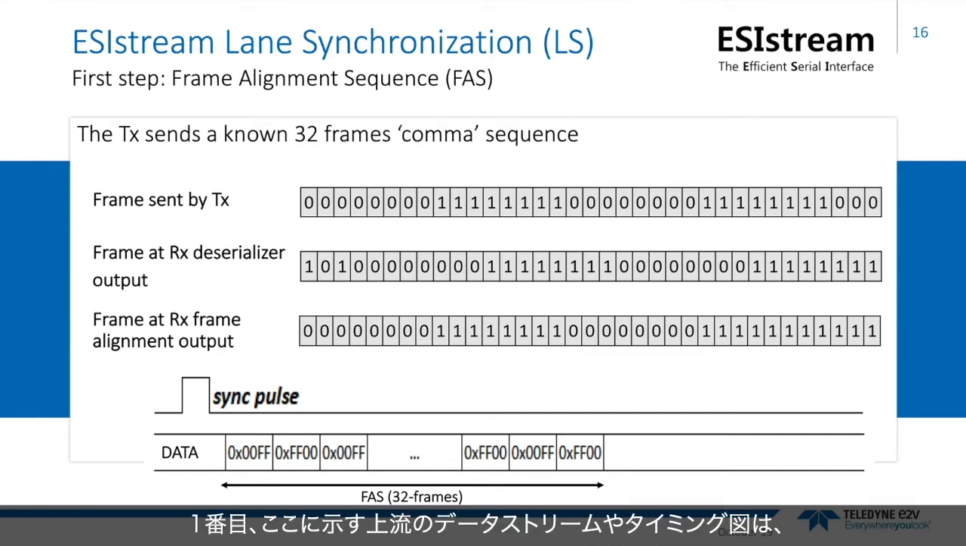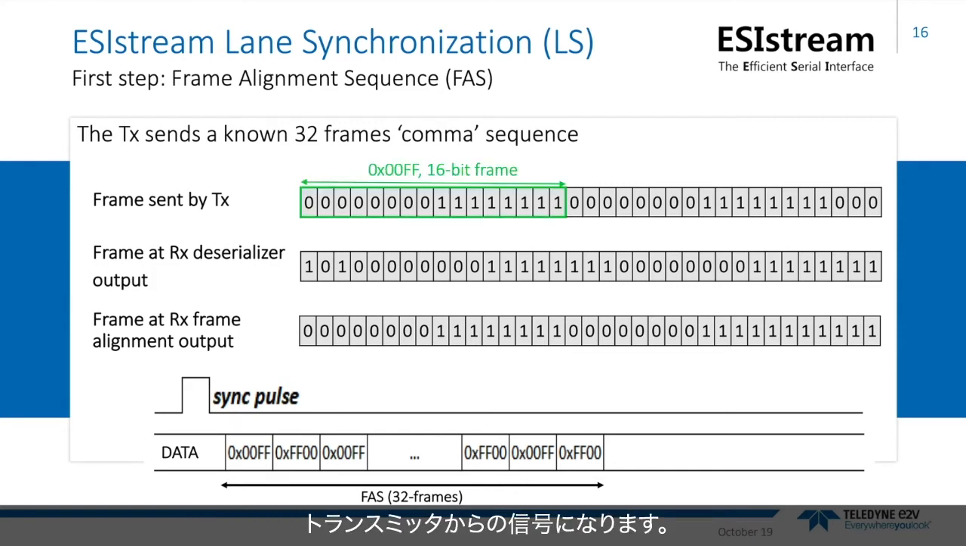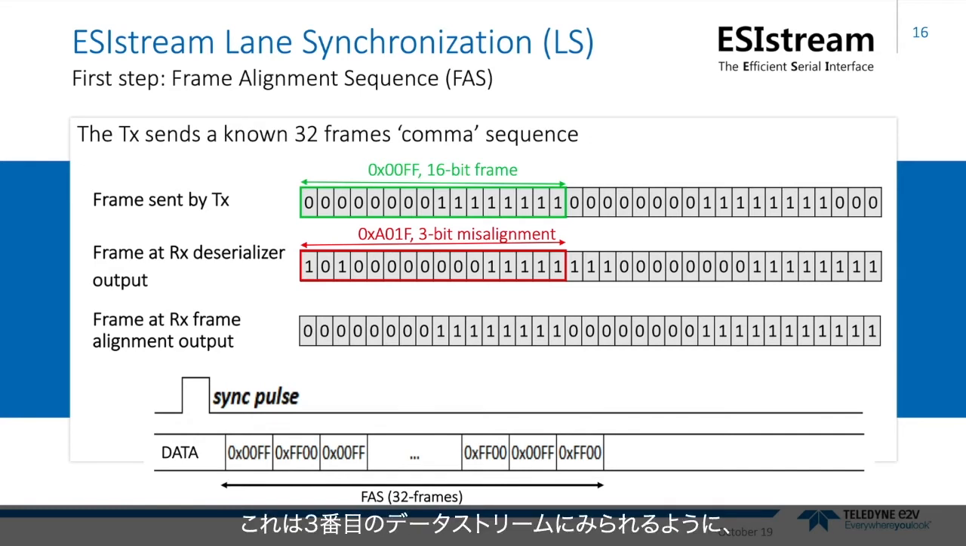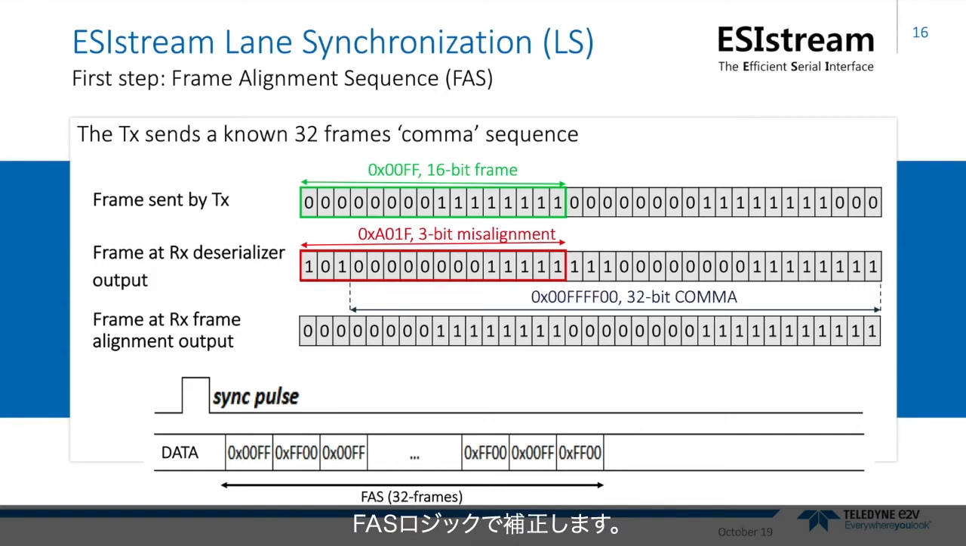The first upper data stream or timing diagram shown here is the signaling to emerge from the transmitter. In the second data stream, as seen at the received deserializer output, there's a clear 3-bit misalignment, which is corrected by the frame alignment sequence logic, as seen in the third data stream here.